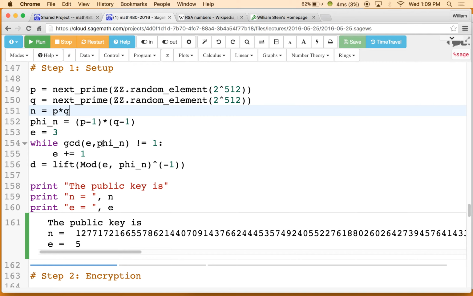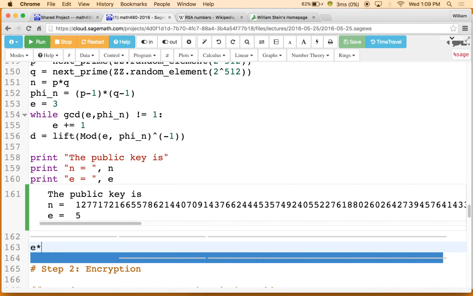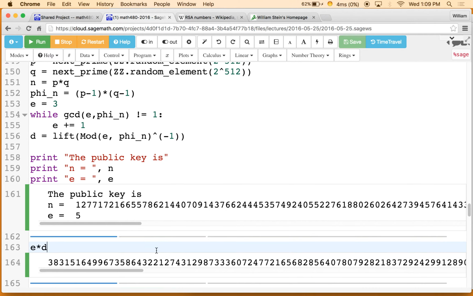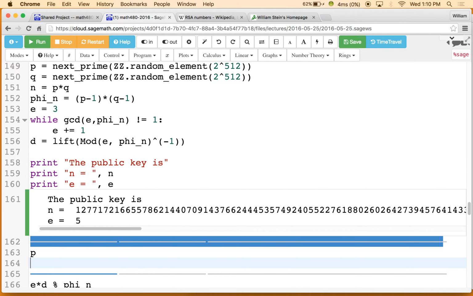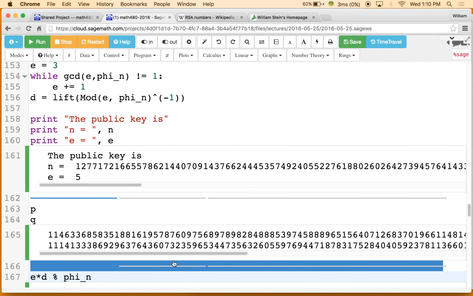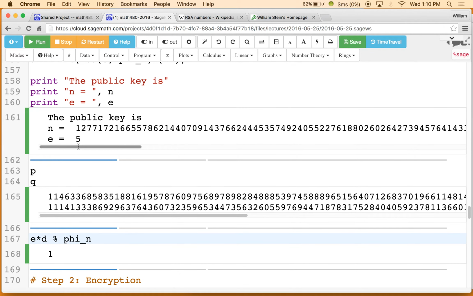Looks like 5 works. And then the decryption modulus, again, everything was computed very quickly, is just the inverse of e modulo phi of n. So if you take e times d, this will look like some big thing, but modulo phi of n, it should be just 1. See? And here's what p and q are as well, these two primes. And given n, which is this big number right here, finding p and q is supposed to be very hard as far as we know.